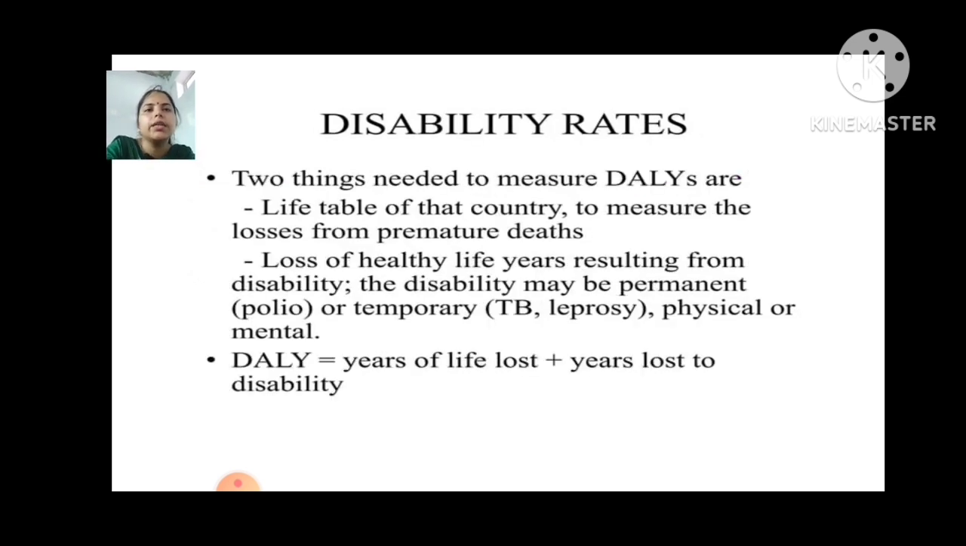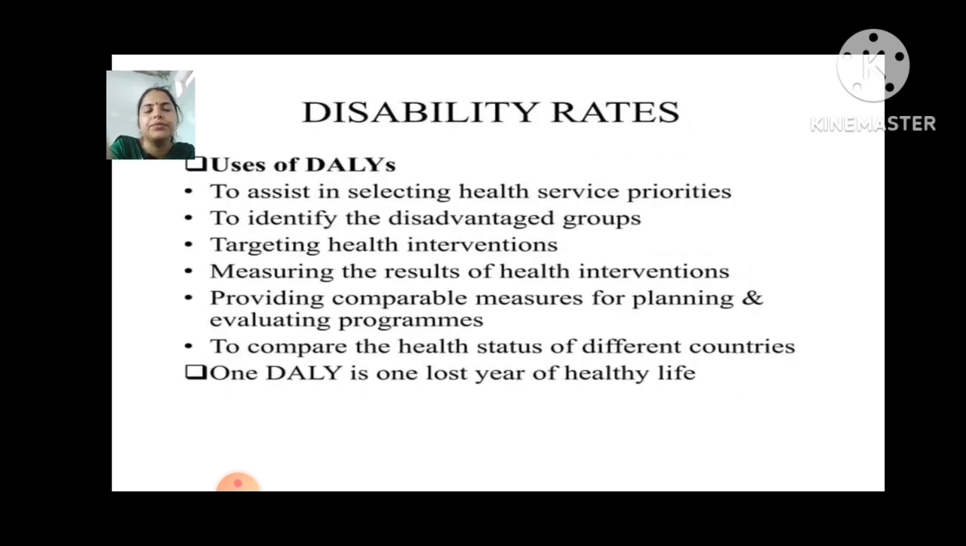Disability rates. Two things needed to measure the DALY are the life tables of the country to measure the losses from premature death, and the loss of healthy life years resulting from disabilities. The disabilities may be permanent, like polio, or temporary, like TB, leprosy, physical or mental. DALY is years of life lost plus years lost to disability.